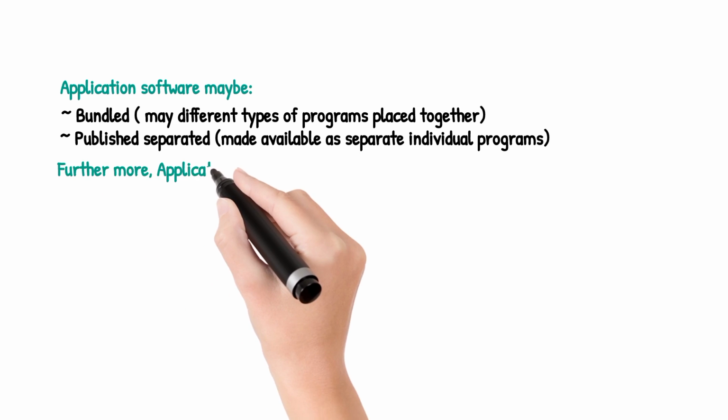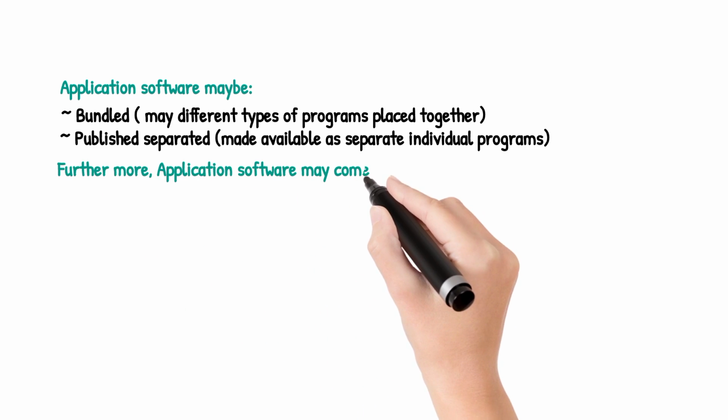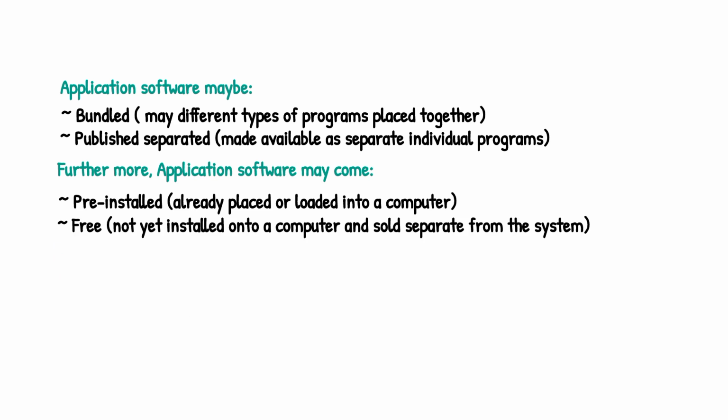Furthermore, application softwares may come either pre-installed or it will just come free. When we say an application software may come pre-installed, we mean it will come already placed or loaded into your computer. And when we say it might come free, it means this particular application software is not yet installed on your computer and is sold separate from the system.